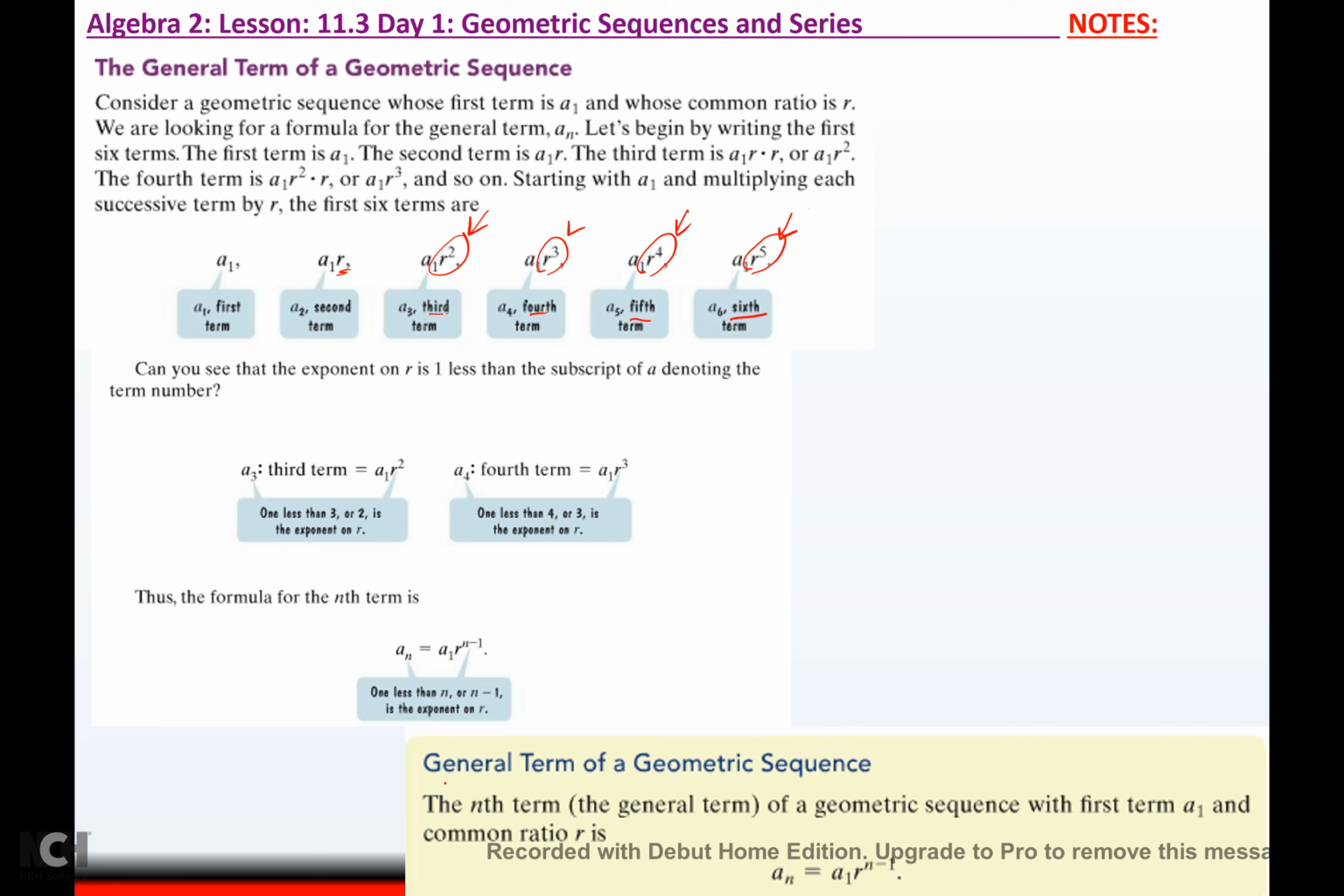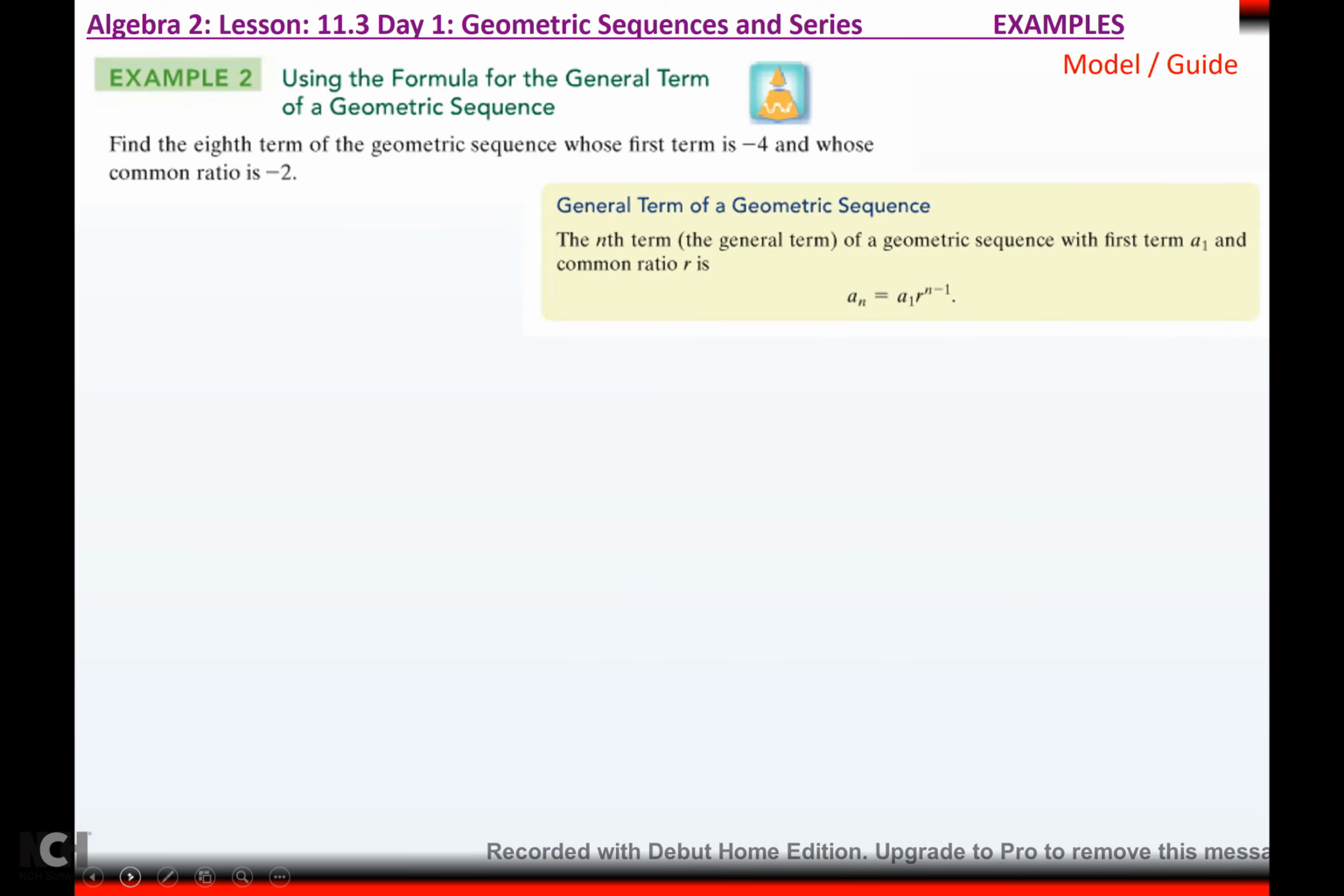So, if you want to find the nth term, you don't want to have to find every single one in between. All you do is you take the first term and you multiply by the common ratio n minus 1 times. So if you were looking for the 8th term, you would take the first term and you would multiply by 7 copies of r. Okay?